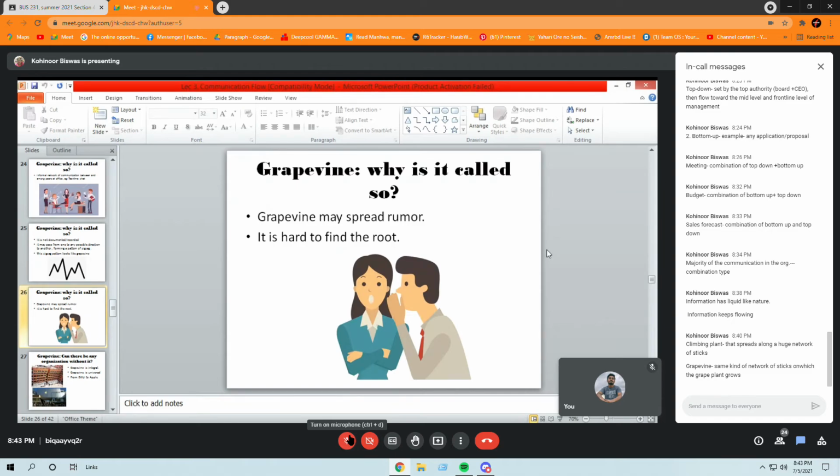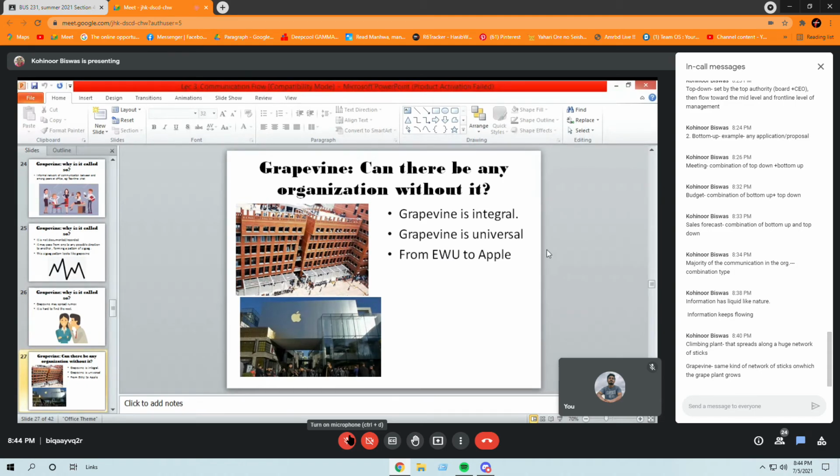So, to find out the root of a plant in a grapevine is hard. Similarly, when it is the informal network of communication, the grapevine in an organization, it is difficult to find out who was the first person, the origin or root, who gave this input into the grapevine. Now, grapevine is integral, that means it is inseparable. And it is universal, that means it is everywhere. In every organization, there is grapevine. Whether it is East West University or Apple, whatever it is, everywhere there is grapevine.